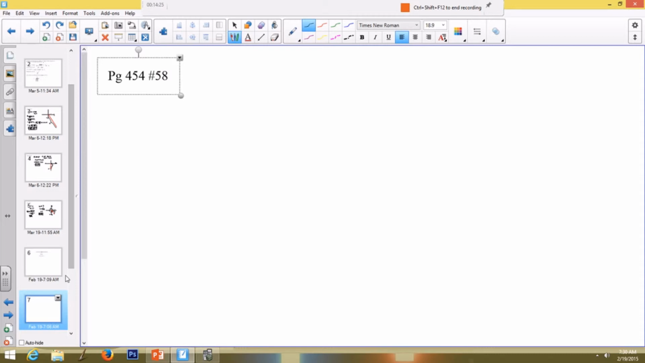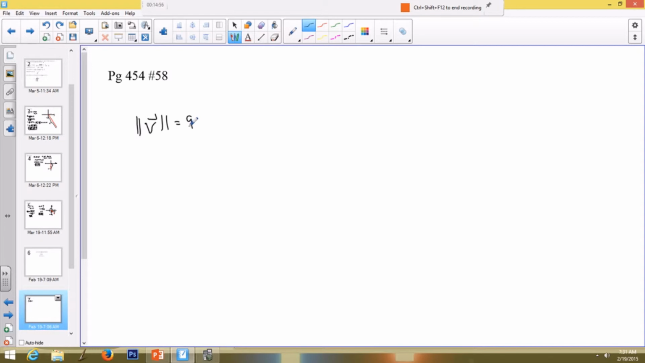Finishing up here. I think I have one, maybe two more. Got two more. We're on number 58 on that page. It says find the component form of v given its magnitude and its angle measured from the positive x-axis, and then sketch v. Essentially, we want a vector v with magnitude 9, so we want it to be 9 units long, and then we want it to have an angle from the standard position of 90 degrees.